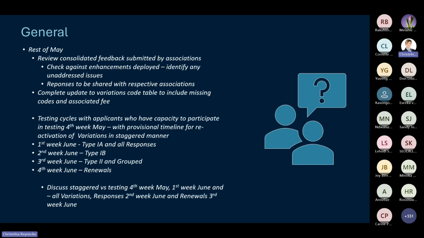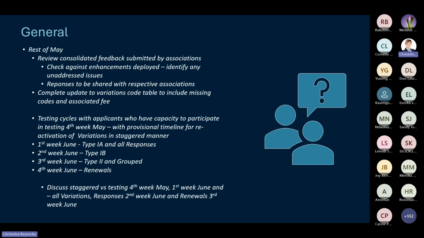I think the testing cycle that we have identified is in the 4th week of May, and this then largely is to conclude testing on variations, responses, as well as renewal submissions. We would then want to reactivate specifically variations through the portal in a staggered manner.